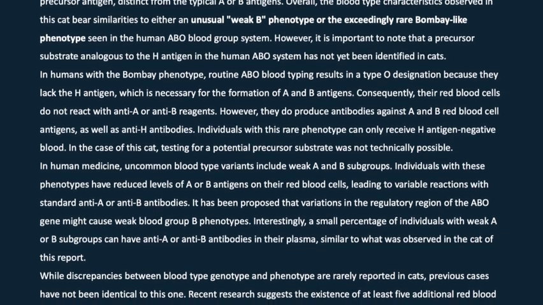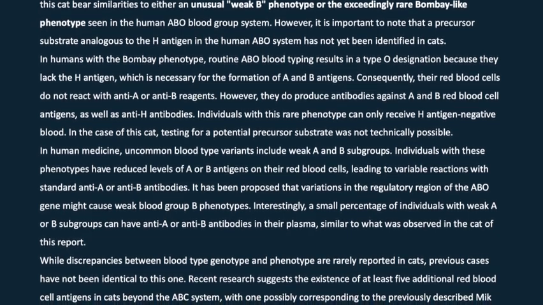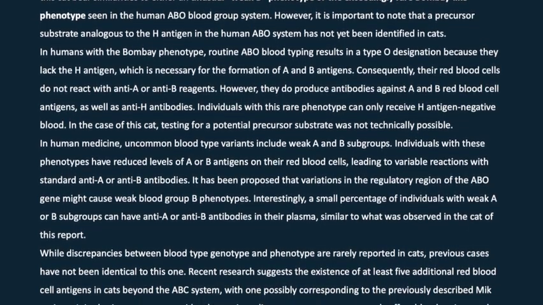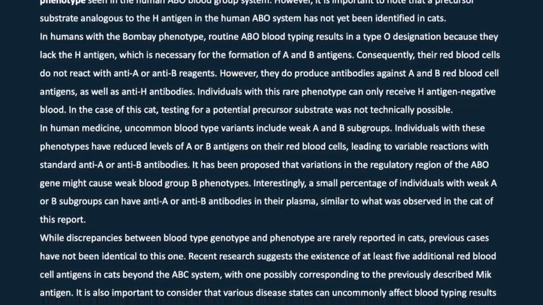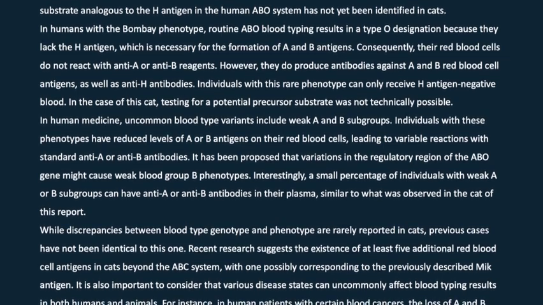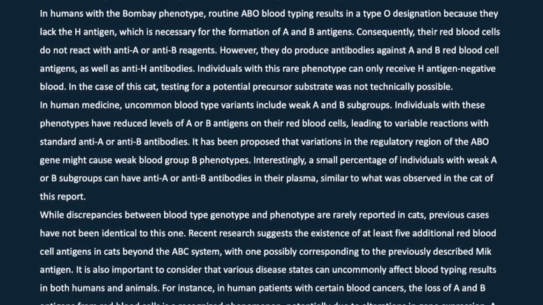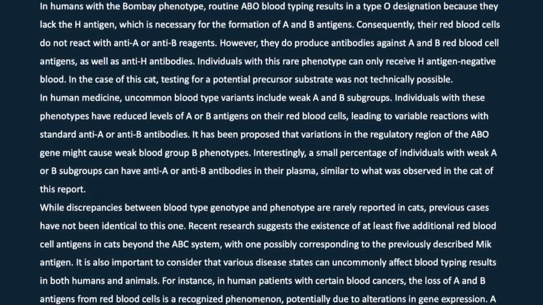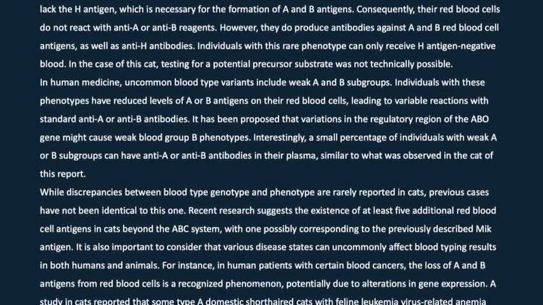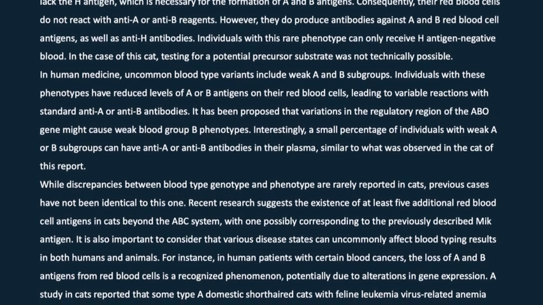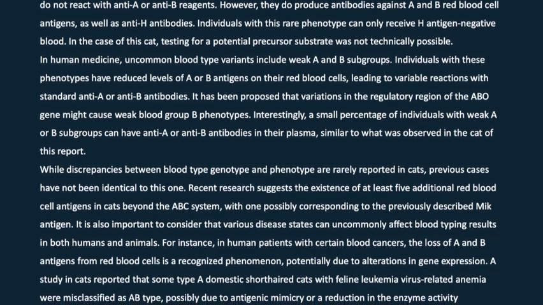In the case of this cat, testing for a potential precursor substrate was not technically possible. In human medicine, uncommon blood type variants include weak A and B subgroups. Individuals with these phenotypes have reduced levels of A or B antigens on their red blood cells, leading to variable reactions with standard anti-A or anti-B antibodies. It has been proposed that variations in the regulatory region of the ABO gene might cause weak blood group B phenotypes. Interestingly, a small percentage of individuals with weak A or B subgroups can have anti-A or anti-B antibodies in their plasma, similar to what was observed in the cat of this report.